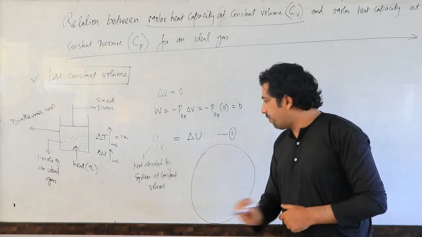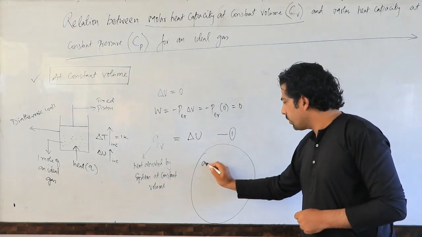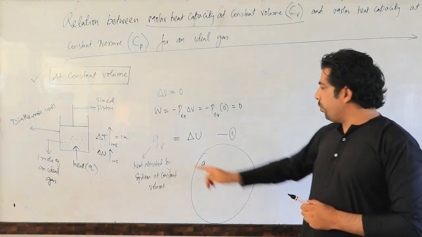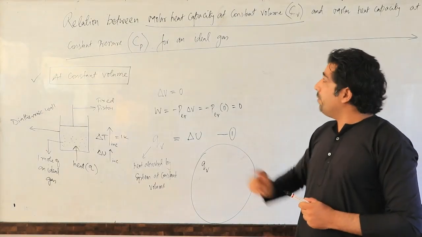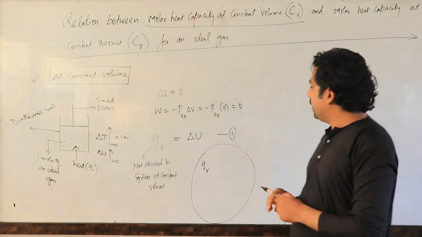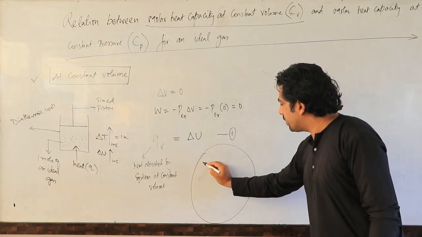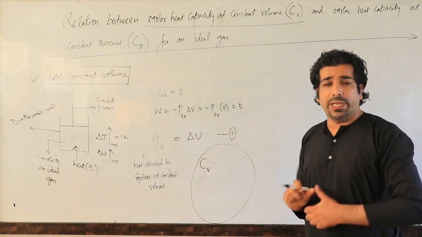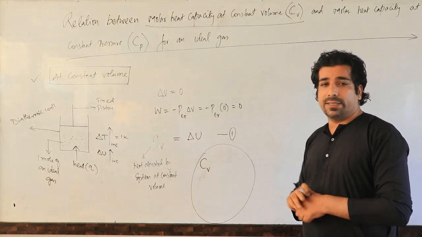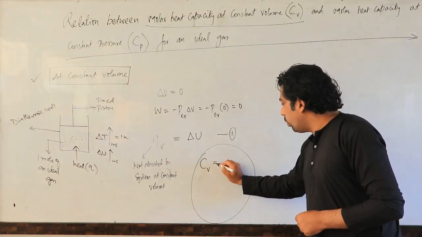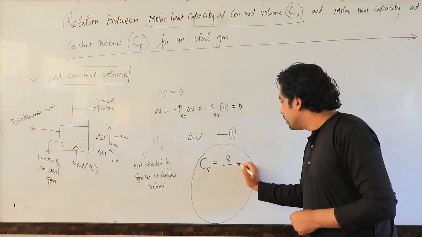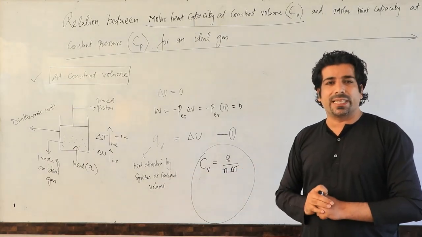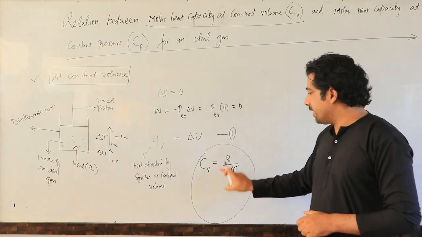You are aware that if I talk about QV, my dear friends, what is QV equal to? We have to understand. If I talk about molar heat capacity, let me write down first of all: molar heat capacity will be given as CV at constant volume, that is equal to Q upon N into delta T. That was my expression in the previous class, my dear friends. I have derived this expression.